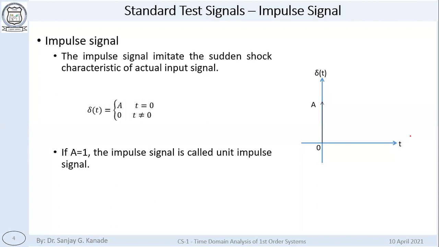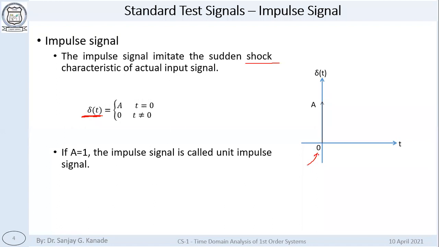Okay, so what is the impulse signal? As I said, impulse signal imitates sudden shock characteristic of actual input signal. Sudden shock characteristics, and it is represented as delta of t. Remember this signal? This is representation of impulse signal. Delta of t is equal to a at t is equal to 0.